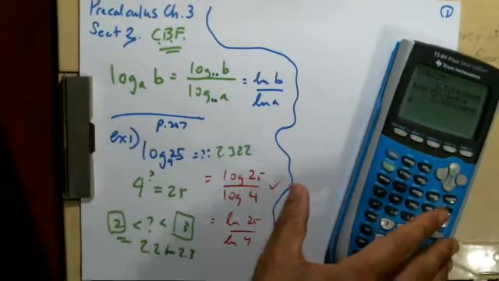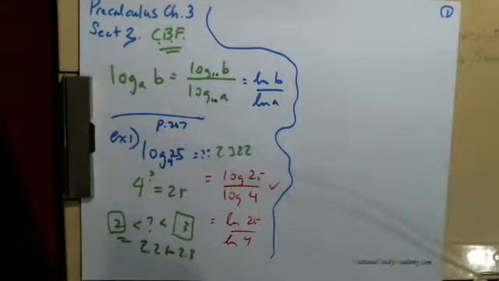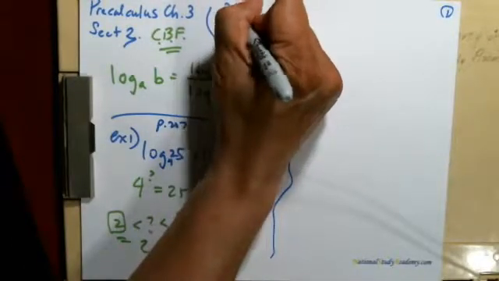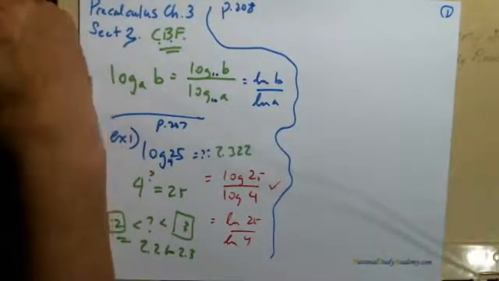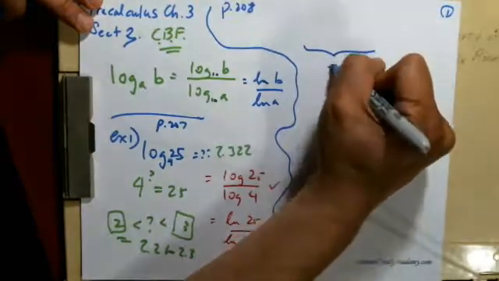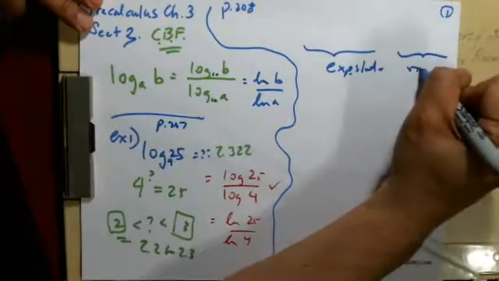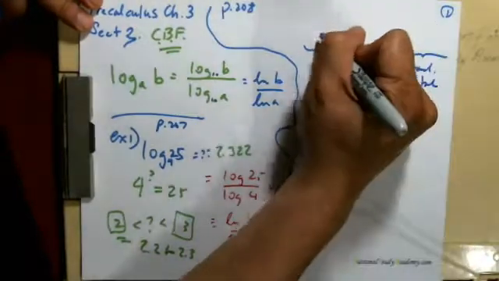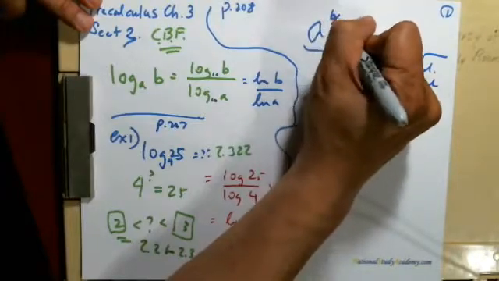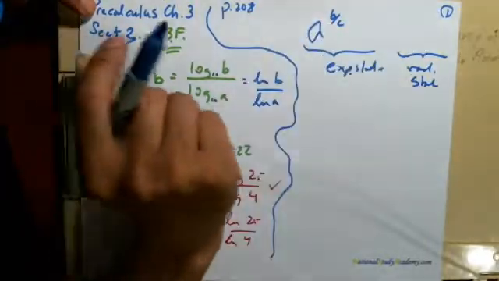Now we're going to do the next section, which is not example 2, but before we start going over the product property, which is on page 208, we're going to be doing what's called the exponential state, and then the radical state. So if I have a to the b over c, so you notice that it's an exponential state because we have an exponent right here.